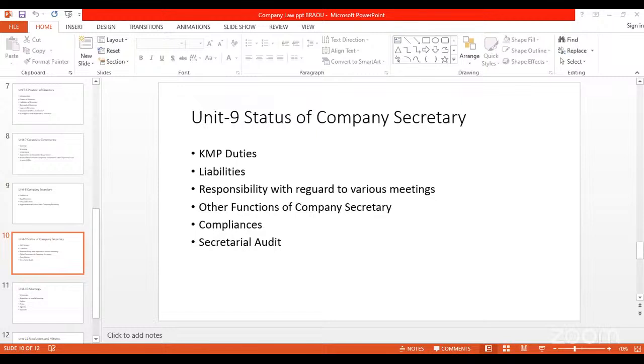So we'll start with our next unit. Where is the sharing gone? Okay. We'll start with Unit 9, that is, status of company secretary.